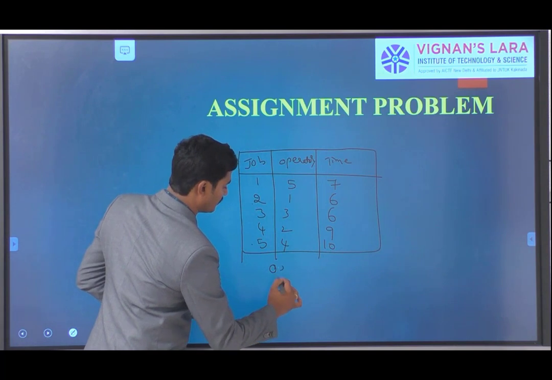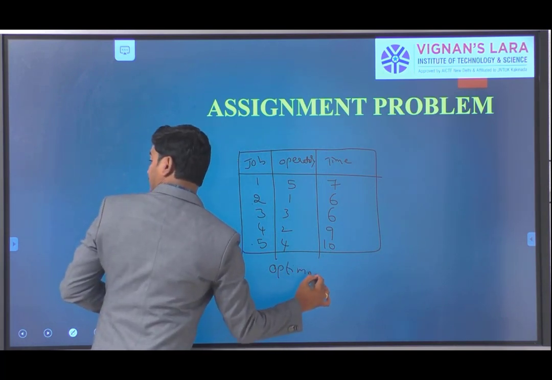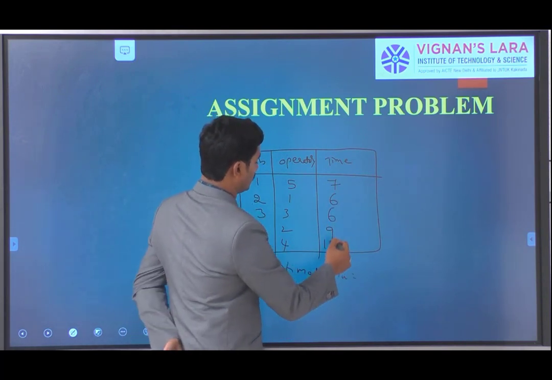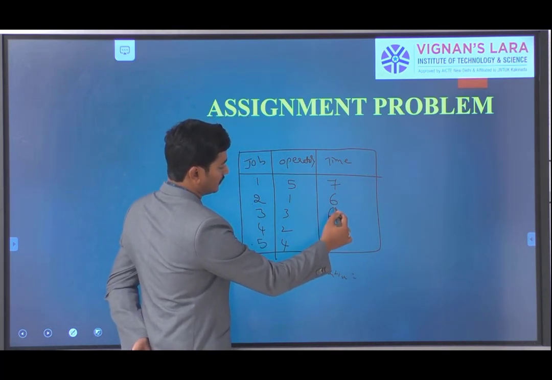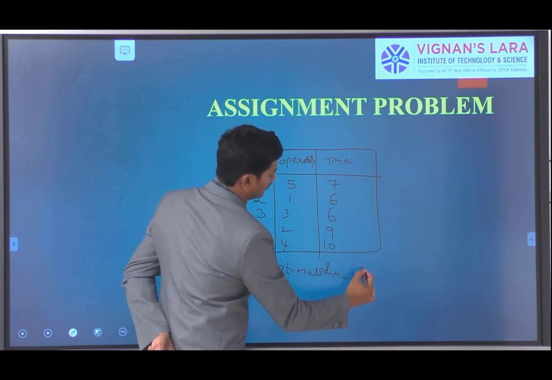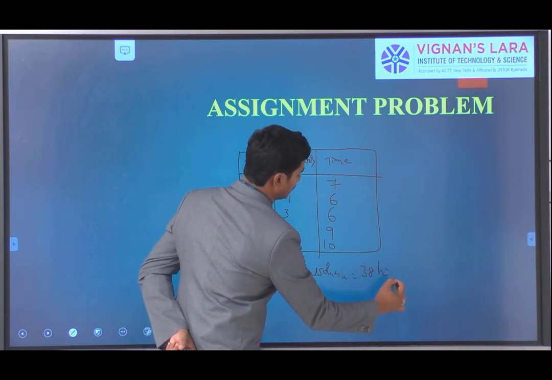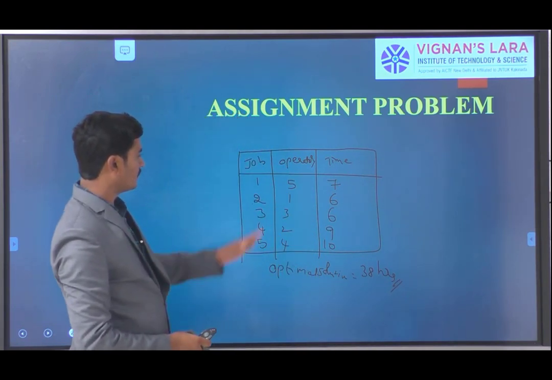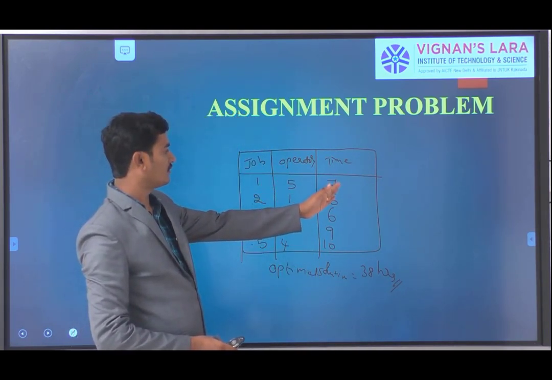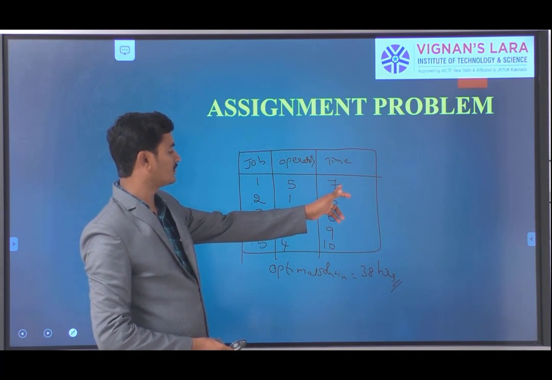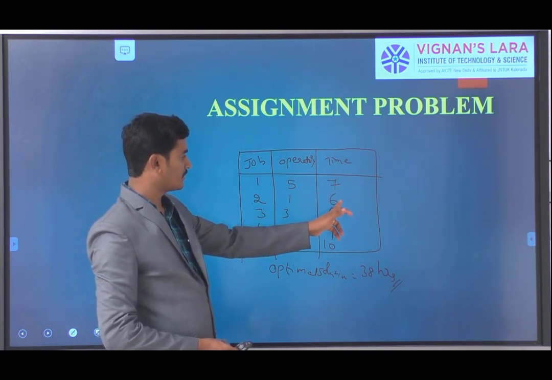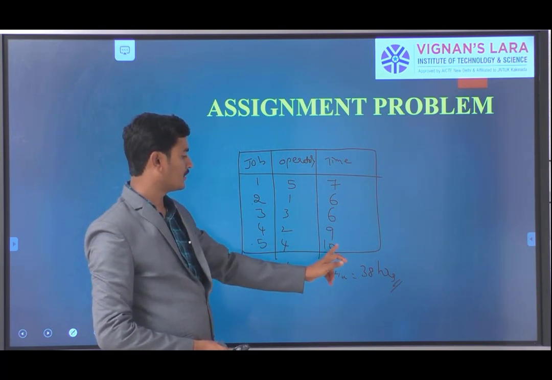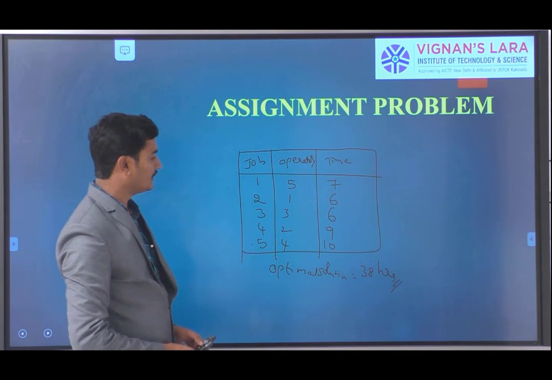Next, now the optimal solution. Optimal solution is equal to 19, 12, 29, 31, 38. Total hours is 38 hours for completing the jobs with my operators. Here, fifth operator completed the job in 7 hours. First operator 6 hours, third operator 6 hours, second operator 9 hours, fourth operator 10 hours. Total is 38 hours. Okay.